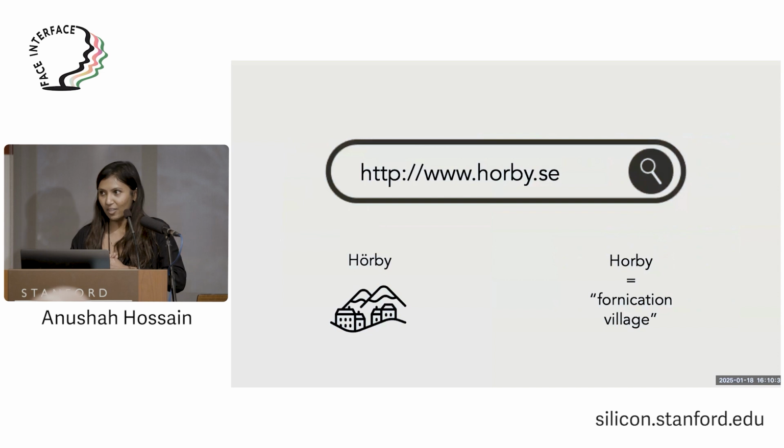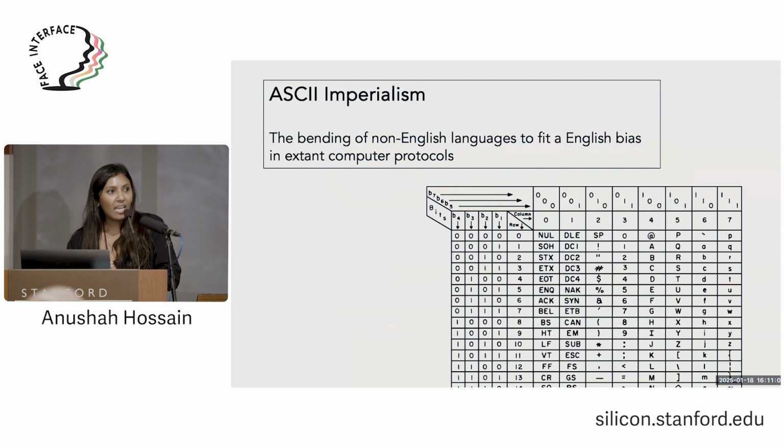And the consequences of this reliance on ASCII ranged from embarrassing, like the Swedish town of Hörby translating to fornication village without the umlaut, to the much more disheartening, as non-Latin script communities would have to turn to Romanization often for lack of better alternatives. So essentially, ASCII imperialism referred to the bending of non-English languages to fit the English bias that was embedded in extant computer protocols. But looking back today, ASCII imperialism is hardly an issue.